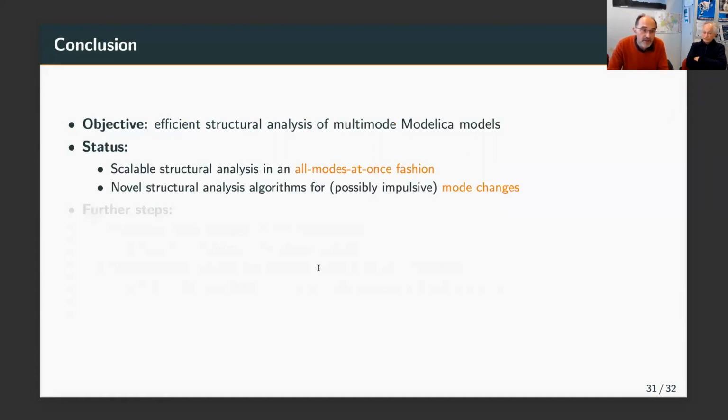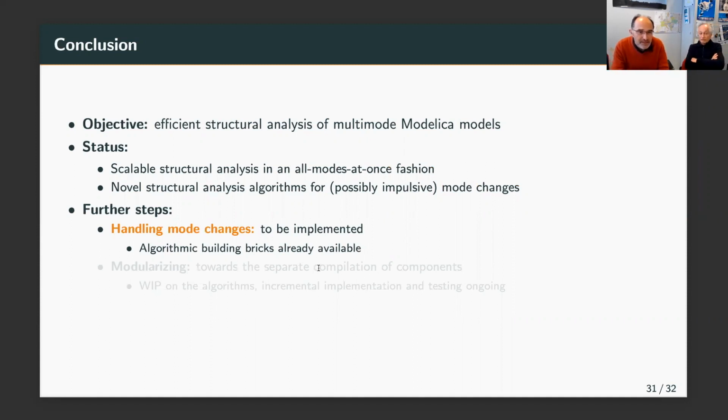So far, we have scalable structural analysis in an all-modes-at-once fashion, only for what Albert called long modes. Albert has presented a novel structural analysis algorithm for mode changes. And we are working on its implementation in our tool, ISAMDAE.